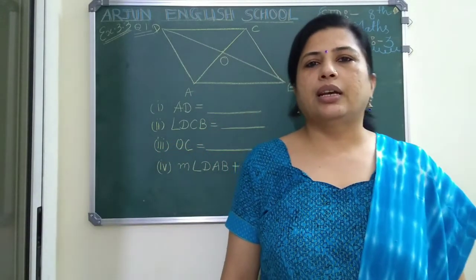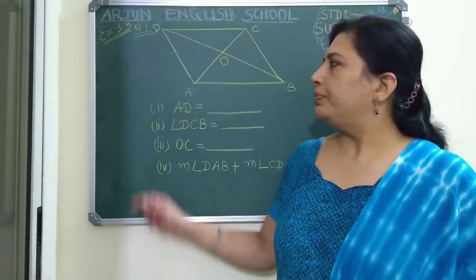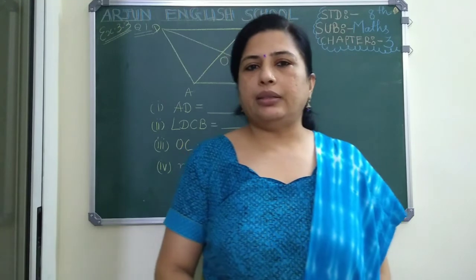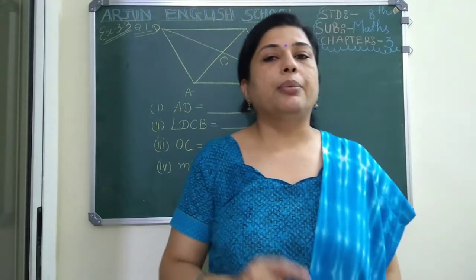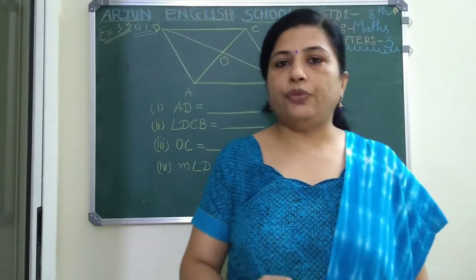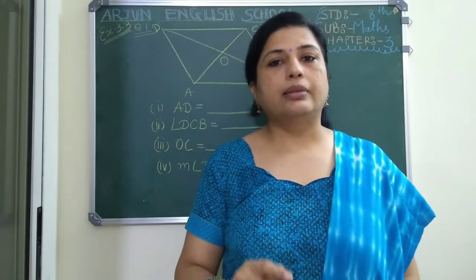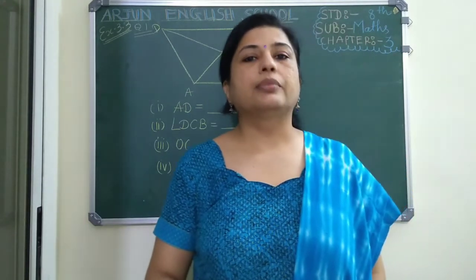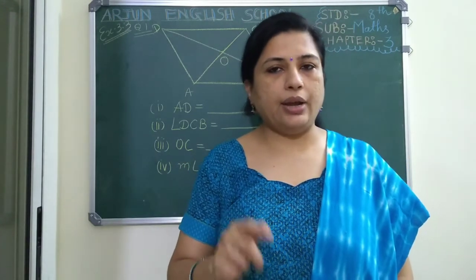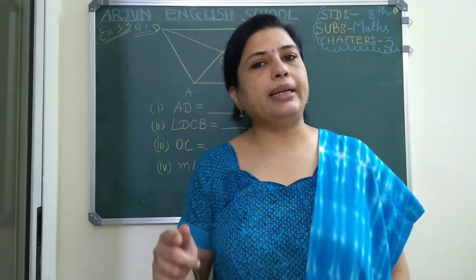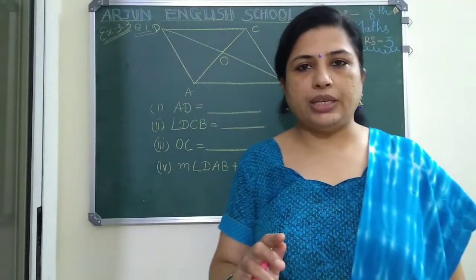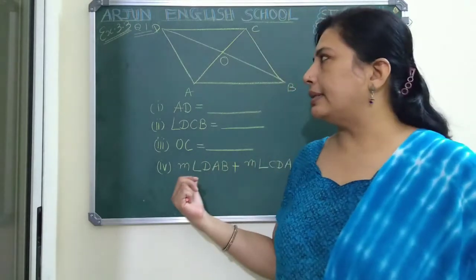Dear students, today we will see exercise 3.3. Before that, please revise properties of quadrilaterals. The kinds of quadrilaterals are parallelogram, rhombus, rectangle, square, and also trapezium and kite. We need all properties of these quadrilaterals in this exercise.